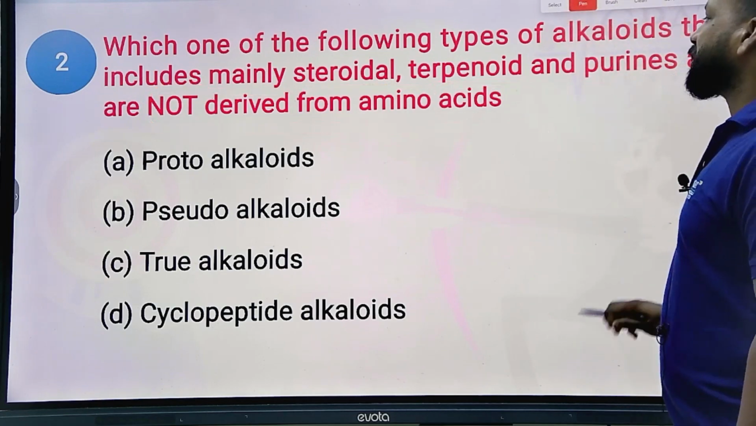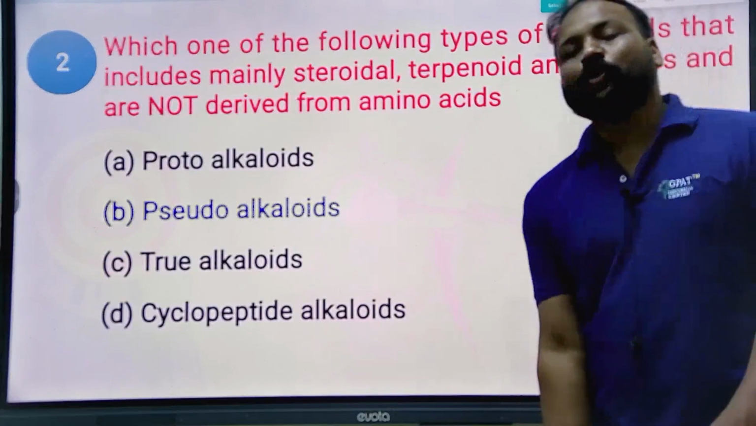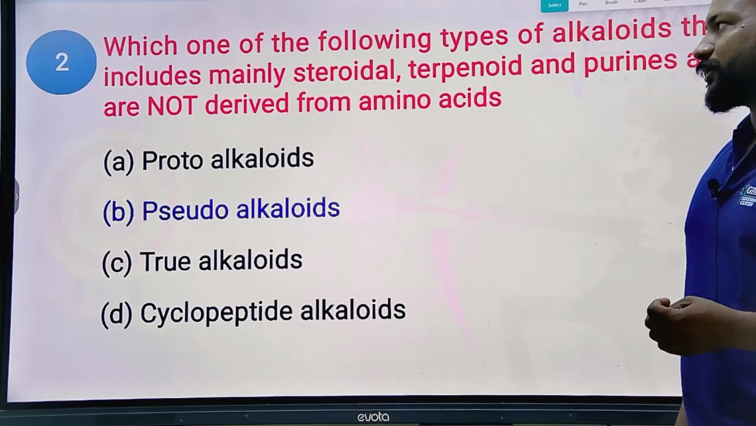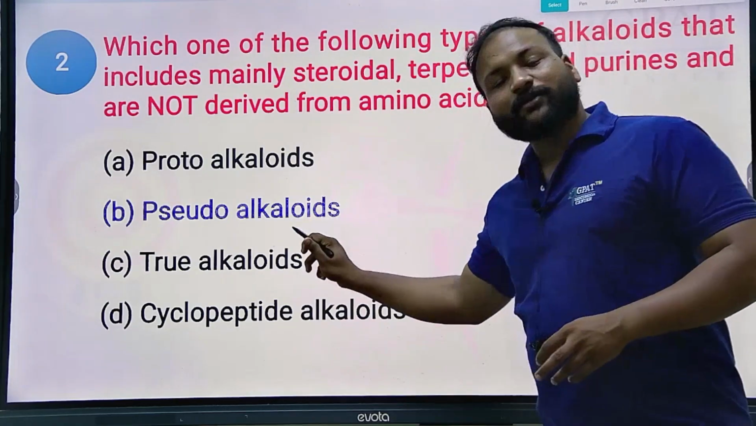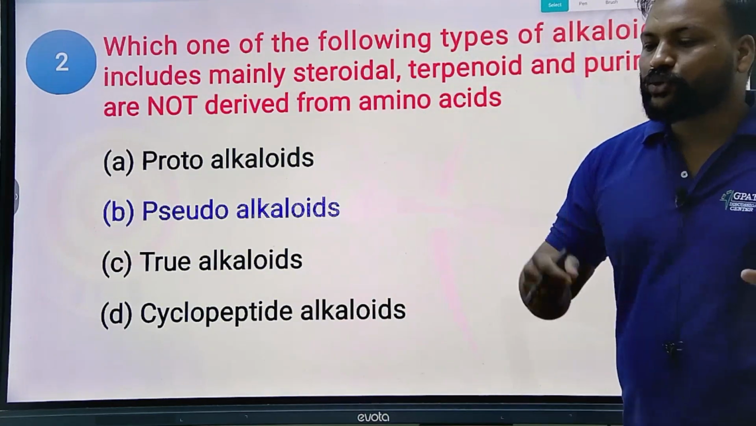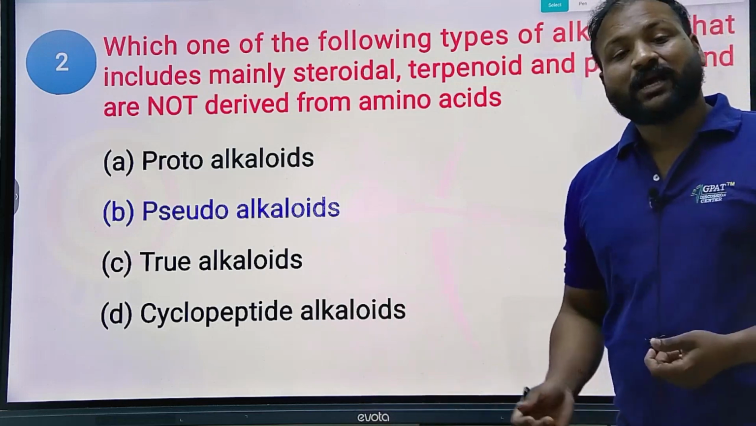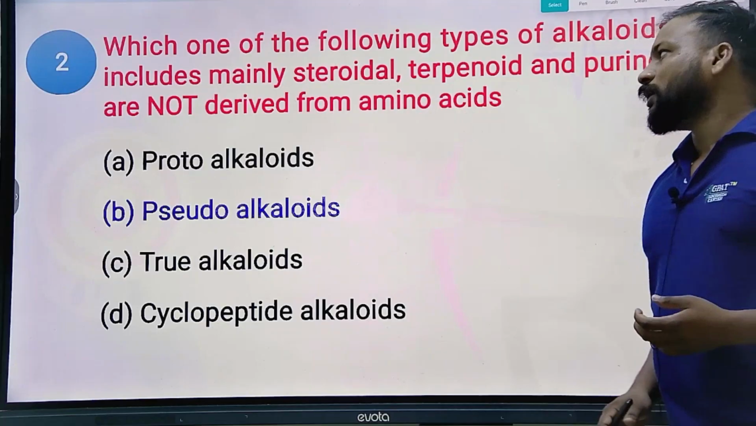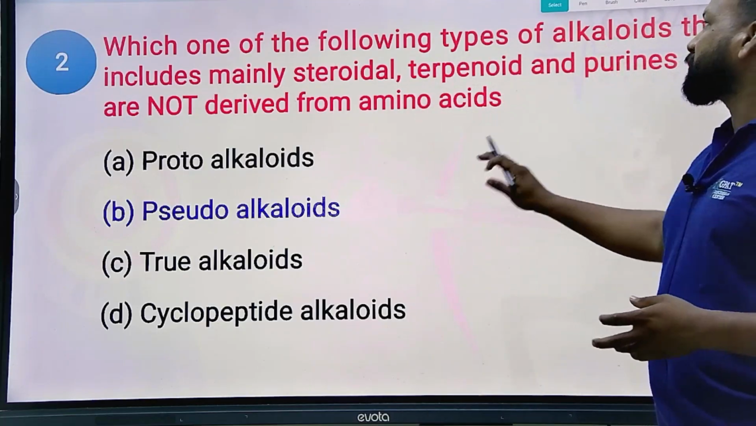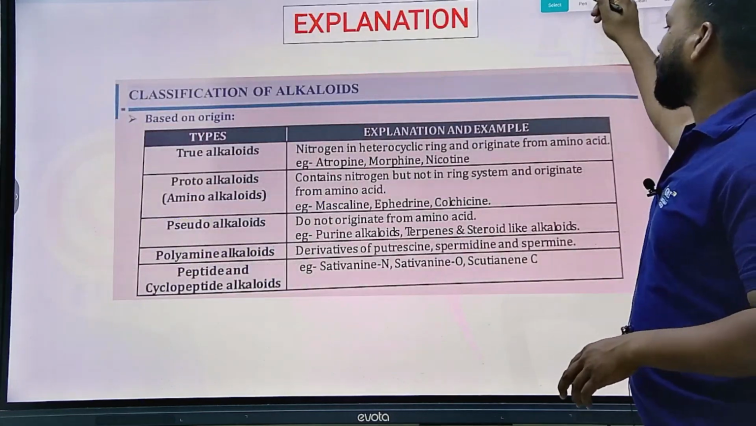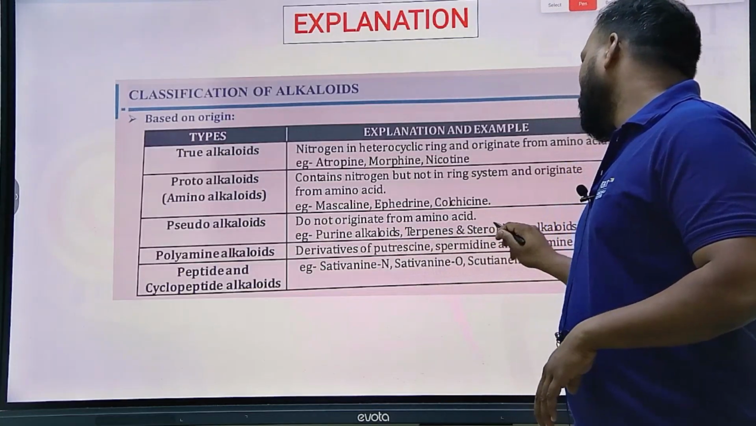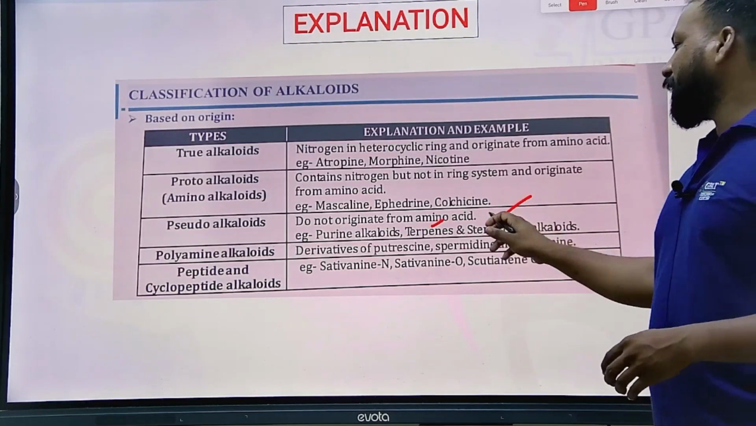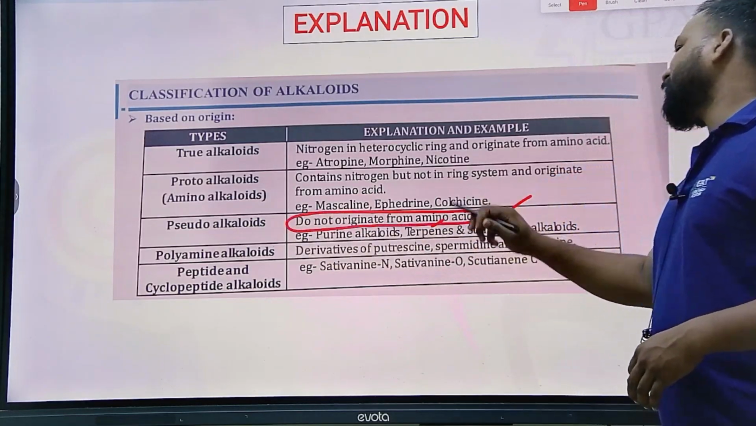That's the reason the answer will be pseudo-alkaloids. Sometimes we need to look for the hint, or the lead in the question. Not derived from amino acids means pseudo-alkaloids. They are not derived from amino acids, but they do exhibit all the properties like alkaloids. So we find steroidal, terpenoid, and purine alkaloids in the classification of pseudo-alkaloids: purine, terpene, and steroid alkaloids. They are not derived from amino acids.